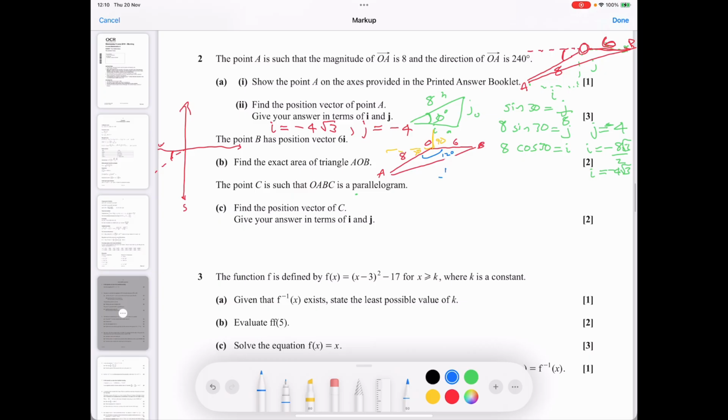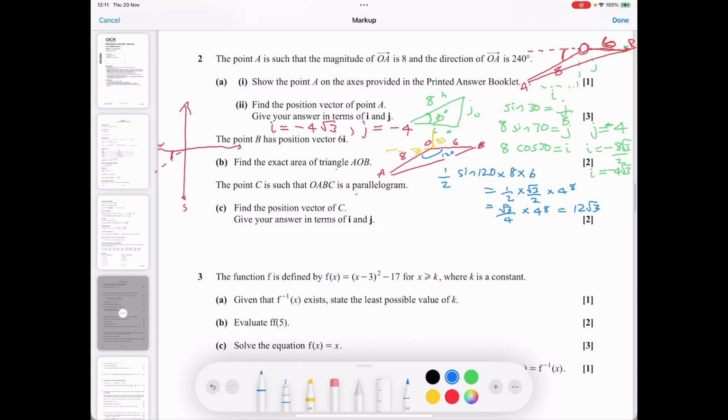So right now we know, using the area rule for any triangle, that half sine 120 times 8 times 6 equals, and sine 120 is root 3 over 2, so it's going to be half times root 3 over 2 times 48, which equals root 3 over 4 times 48, so that's 12 root 3. Okay, so we've done the exact area of the triangle.